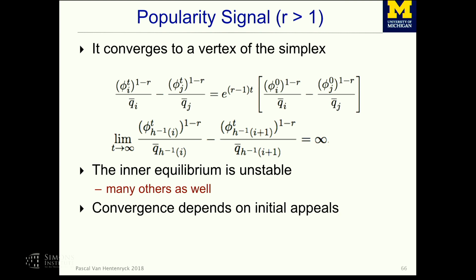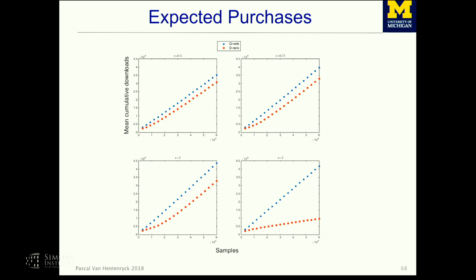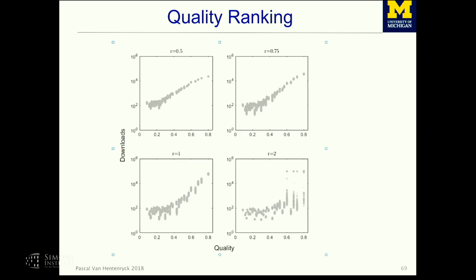You can show that essentially one of the eigenvalues of the Jacobian of the function f is positive. And so what this means is that the convergence really depends on the initial appeals, and you don't know which monopoly you're going to get to. So if you look at the results, this is what you see. Once again, when you use the quality ranking in this particular case, you are better than the popularity ranking. And the more R grows, the more the difference between the popularity ranking and the quality ranking increases.